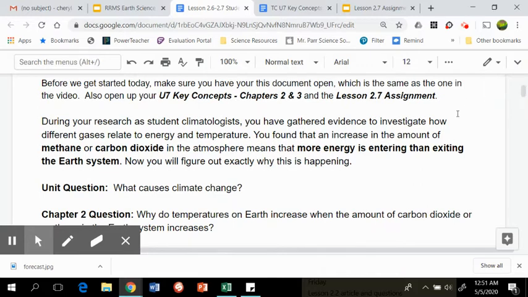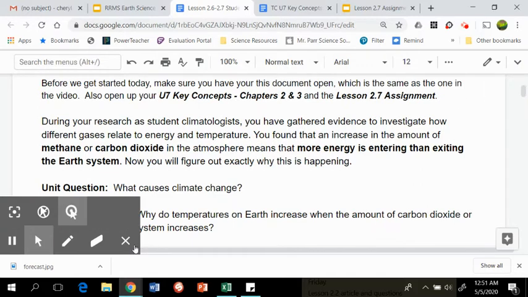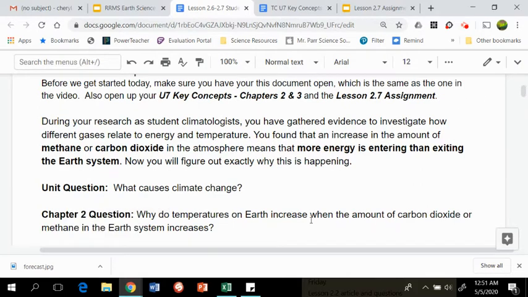So during your research as student climatologists, you have gathered evidence to investigate how different gases relate to energy and temperature. You found that an increase in the amount of methane or carbon dioxide in the atmosphere means that more energy is entering than exiting the Earth system. Now you will figure out exactly why this is happening.